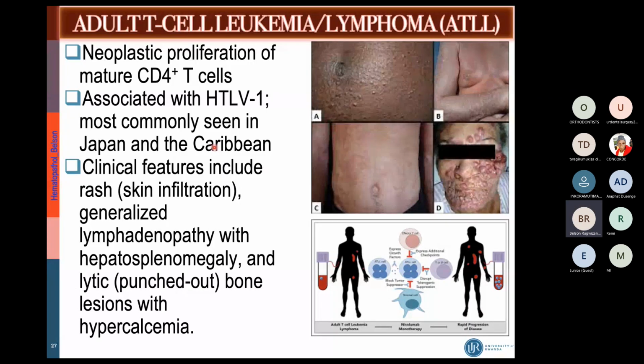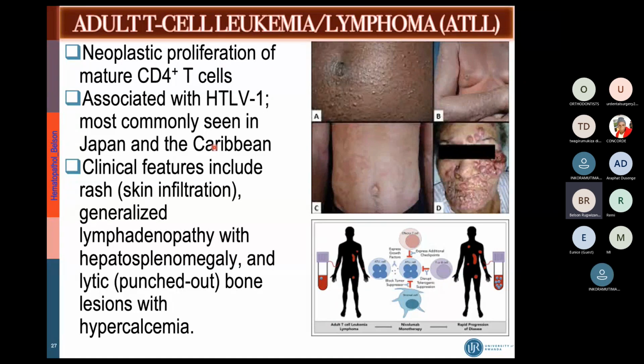So adult T cell leukemia or lymphoma, it means these patients can develop a leukemia or a solid tumor lymphoma. And these ones, their problem is proliferation of mature CD4 T cells. So it is associated with human T cell lymphotropic virus type 1. I remember we saw this in neoplasia and general pathology. It is more seen in Japan and the Caribbean countries in America.